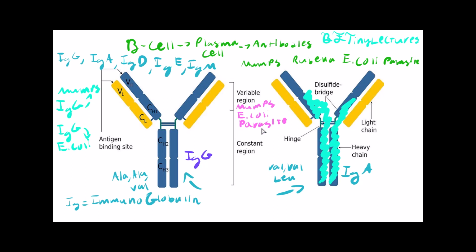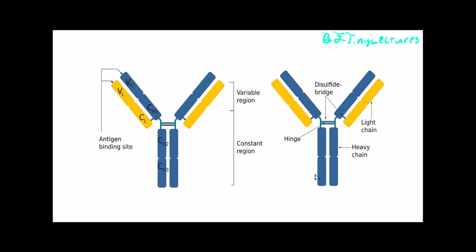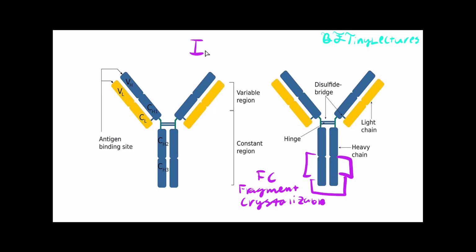Now before I leave this slide, I want to clear the board and I want to point your direction towards this section. So this section right here is called the FC. That is really just fragment crystallizable. And what this does is that certain cells are going to bind to this FC binding region and they're going to react. So for instance, when we have IgE, this guy is for allergies.